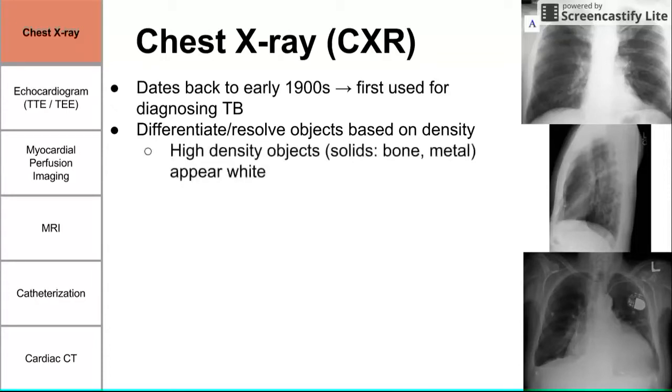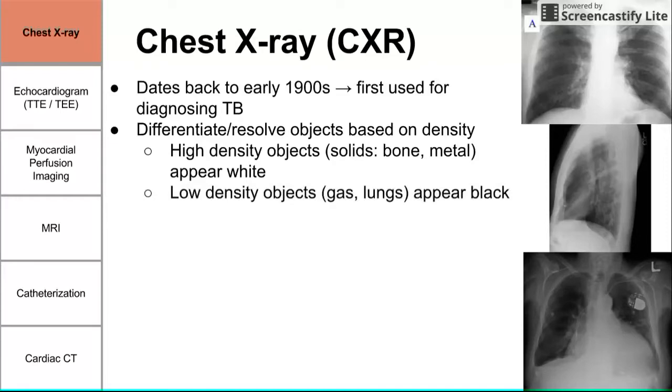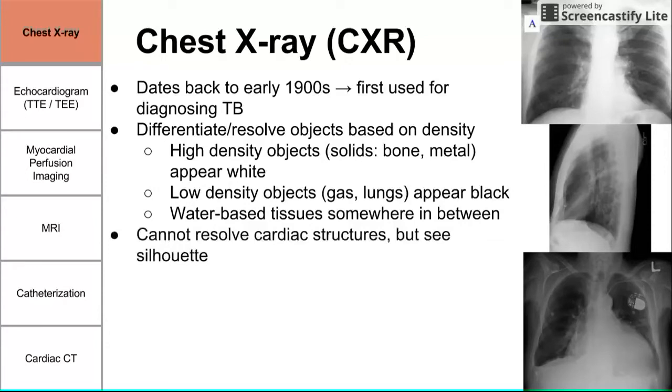So a high density object, like a bone or metal, appears white. That's why you see a skeleton on an x-ray. A low density object, such as gas in your lungs, appears black because the x-rays pass through those objects or that material without reflecting much. So water-based tissues, which make up the majority of the body, are somewhere in between those two, somewhere between black and white.